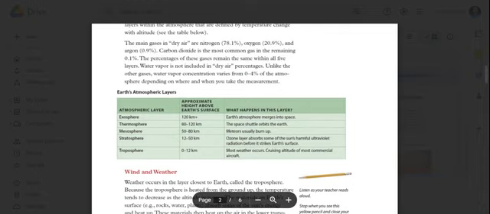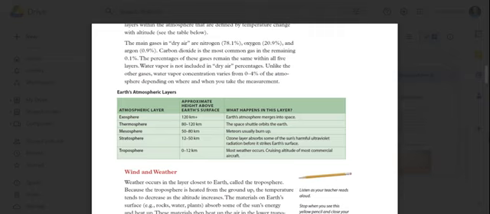Notice that the exosphere is about 120 kilometers or more above Earth's surface. In the exosphere, Earth's atmosphere merges into space. Notice that the thermosphere is 80 to 120 kilometers above Earth's surface. In the thermosphere, the space shuttle orbits the Earth. Notice that the mesosphere is 50 to 80 kilometers above the Earth's surface. In the mesosphere, meteors usually burn up.